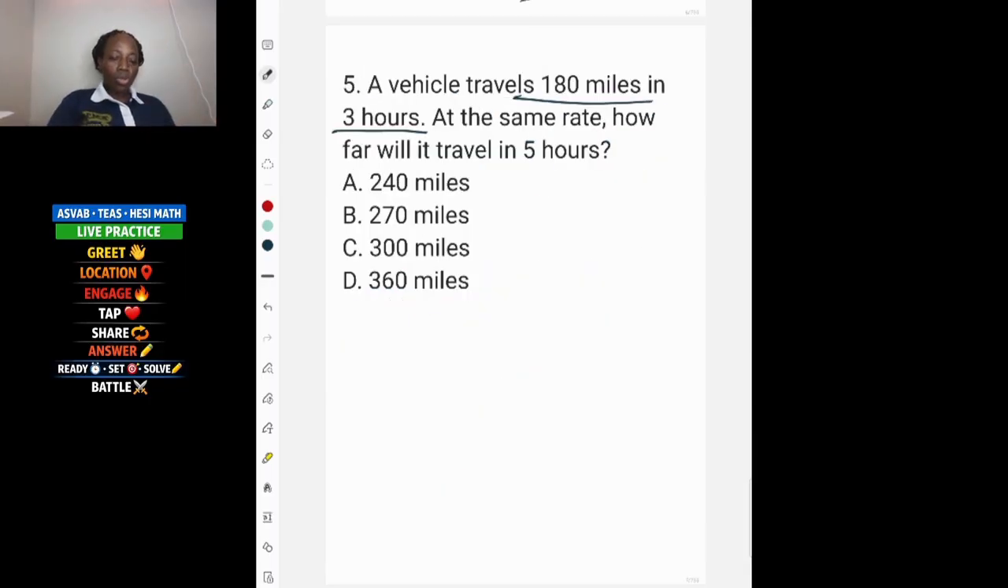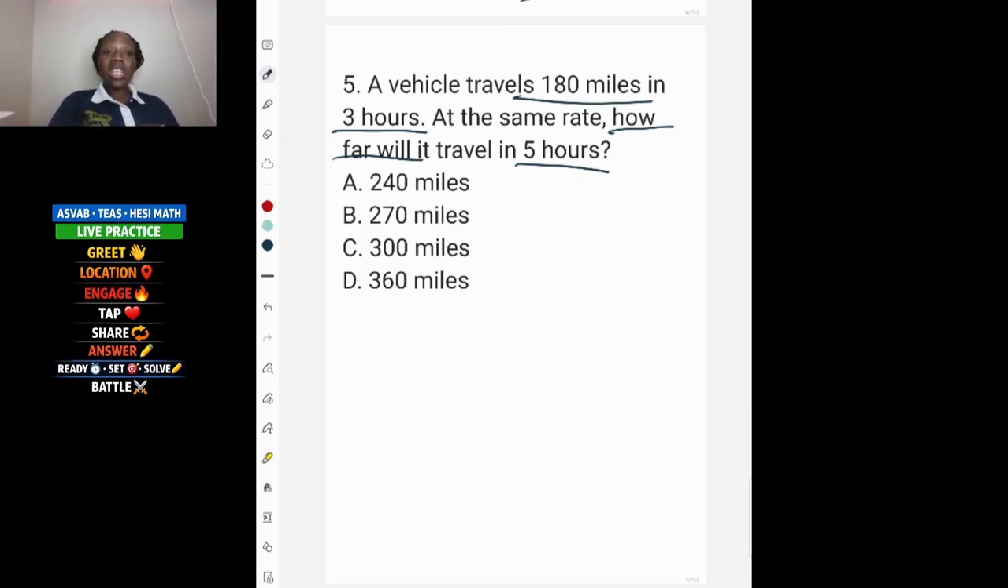Two methods. The first method can be to find the speed. The question says how far, so we want to find distance here. You can first find the speed, then use that speed to find the distance with this time. Or you can use proportion.